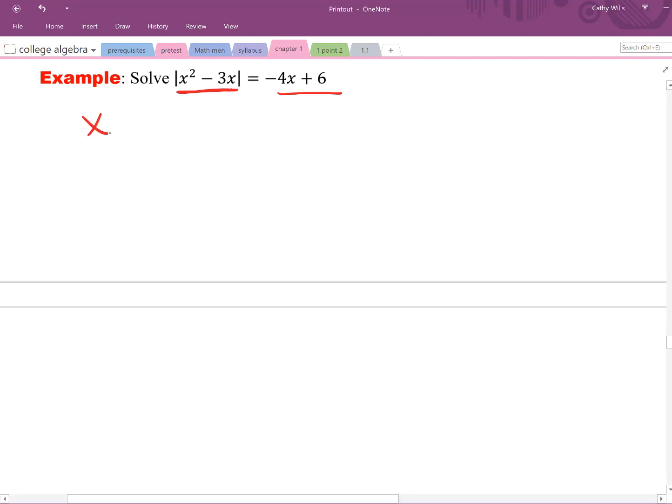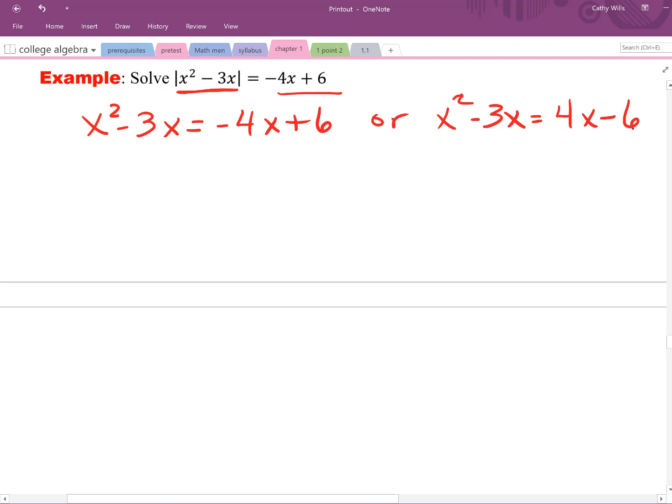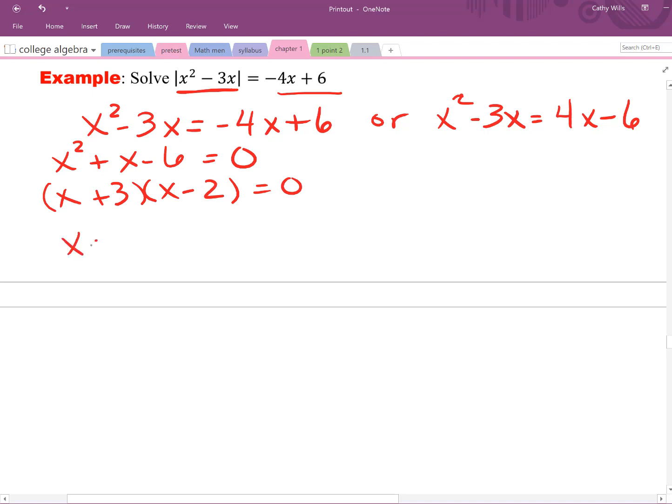You have to say, okay, well, x squared minus 3x could equal -4x plus 6, or x squared minus 3x might equal the opposite of that, which would be positive 4x minus 6. So you have to solve both equations for x. Here we've got a quadratic. If we add 4x on both sides, we'll end up with x squared plus x minus 6 equals 0, which can factor. And you would get plus 3, minus 2. So x is equal to -3, or x equals 2.